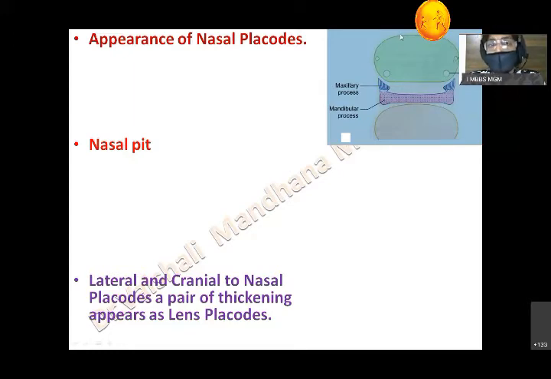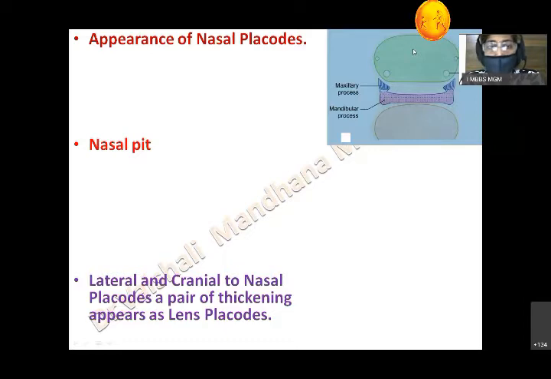Now, what are the steps? What happens to this frontonasal process? Because in the face, we want the formation of the nose, we want the formation of the external ears. We are seeing the face, that's why we are not going into detail of the eye, but only the external appearance and its position, and the external appearance of the ear and its position.